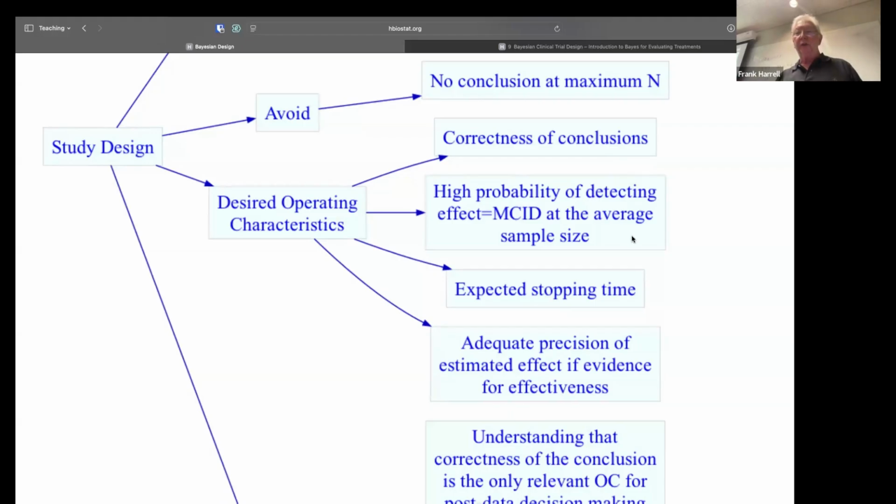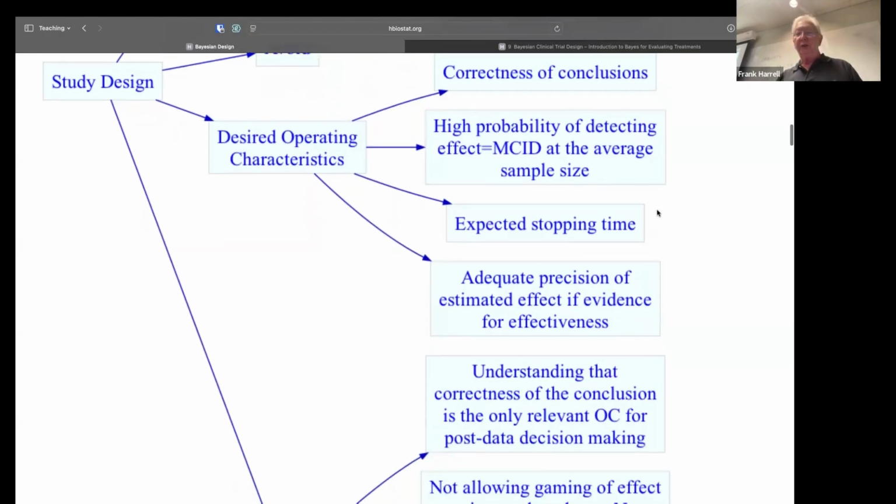That's what I mean by correctness. We also want to have good sensitivity to detect a very effective treatment. So if the treatment effect were actually at the MCID and you had no information to be able to find or detect that benefit, that would mean you have low power. Whether you're talking about Bayesian power or frequentist power, it needs to be a decent level of power.